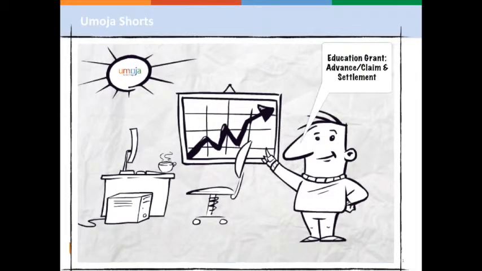Today, we are going to talk about the education grants and its three basic components: advance, claim, and settlement functions. Let's have the whole process on a page.